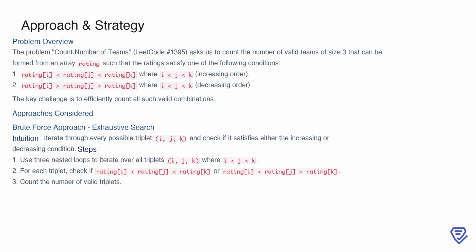Here, the idea is simple. We iterate through all possible triplets of indices i, j, k, with i less than j less than k, and for each triplet, we check if the ratings satisfy either the increasing or decreasing condition. For every valid triplet, we increment our count. While this idea is easy to understand and implement, it involves 3 nested loops, one for each index, making it computationally expensive for large arrays. This inefficiency is an important limitation we'll aim to address with better strategies.